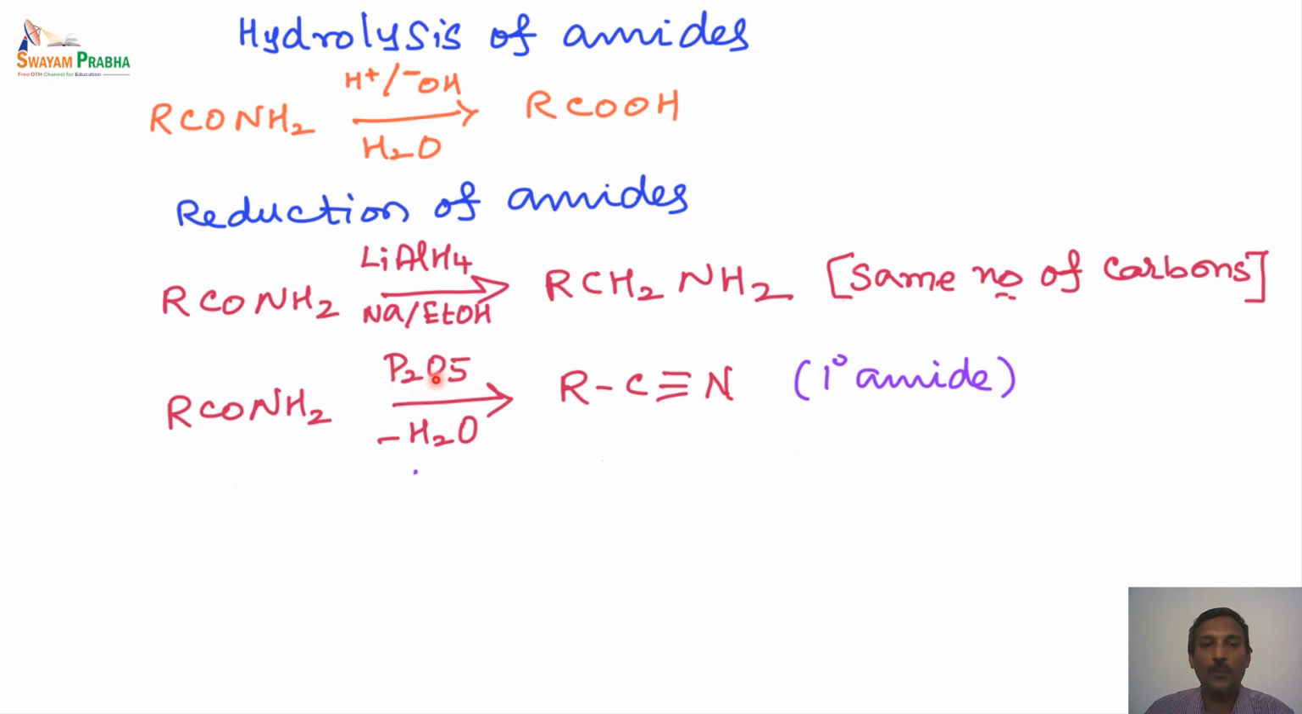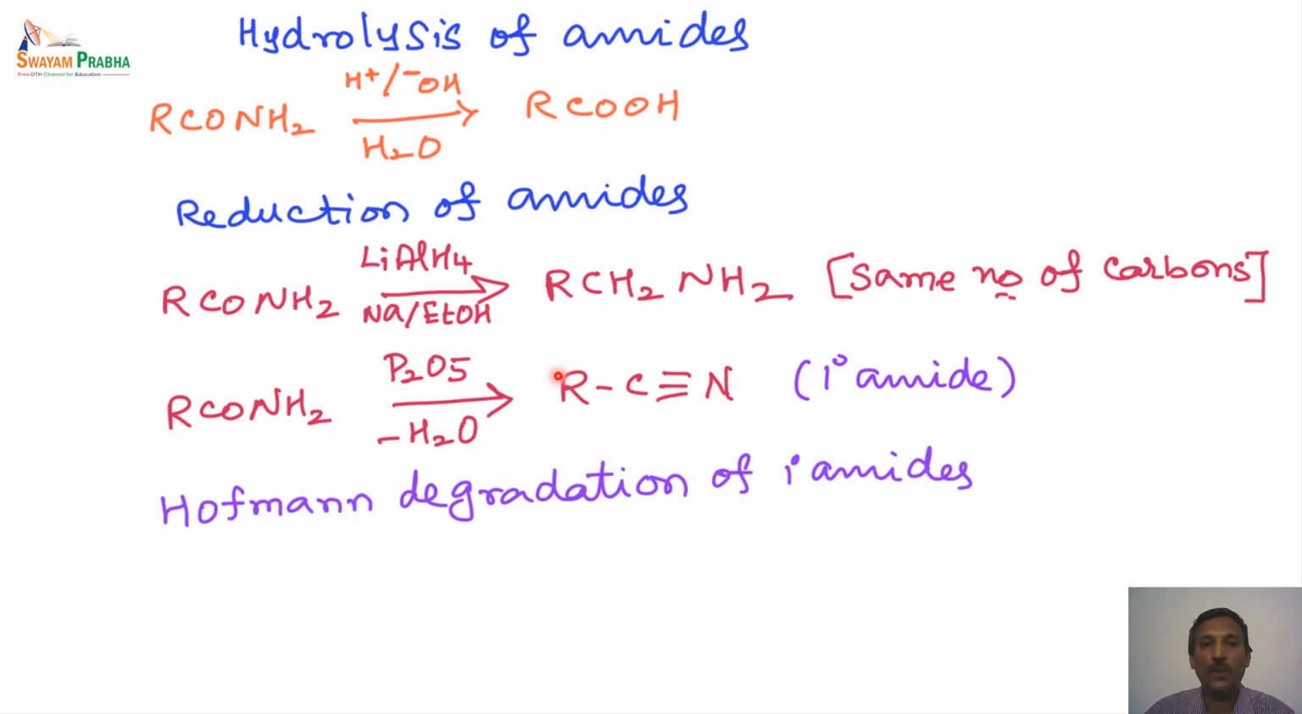Amides on treatment with P2O5 give cyanides. Preferably this reaction is possible for primary amides only. When a primary amide is treated with P2O5 and heated, it produces the nitrile or cyanide.